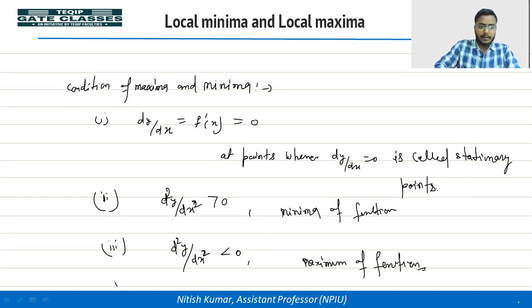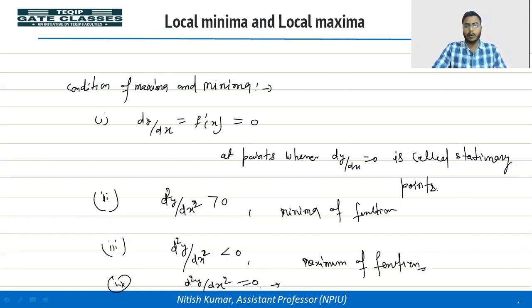And if we are getting d square y by dx square equal to 0, then at this point the function can be neither maxima nor minima, right? Or also we can say the test has failed, so in that case we differentiate one more time, and if n is odd, then we check the n plus 1 derivative of the function. If greater than 0, then it would be minima. If less than 0, then it would be maxima, and equal to 0 means neither maxima nor minima, right?